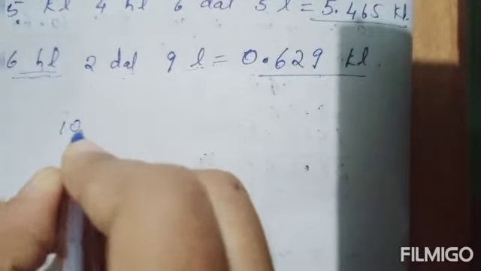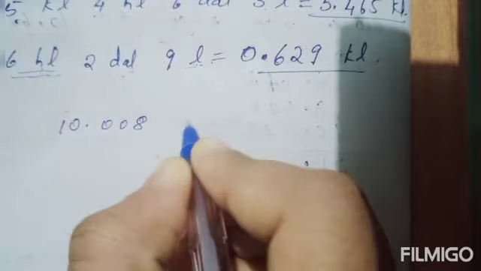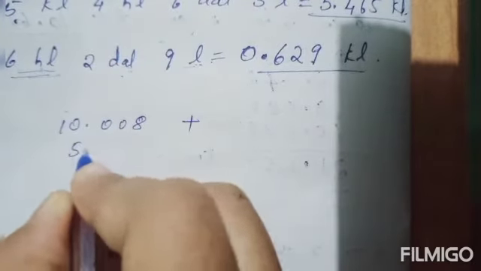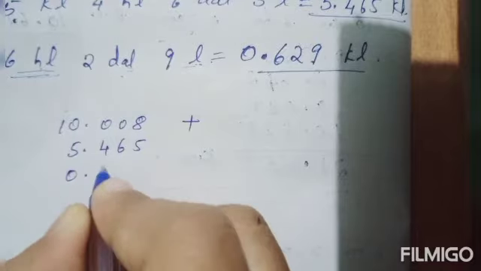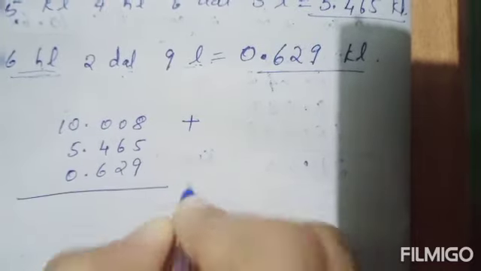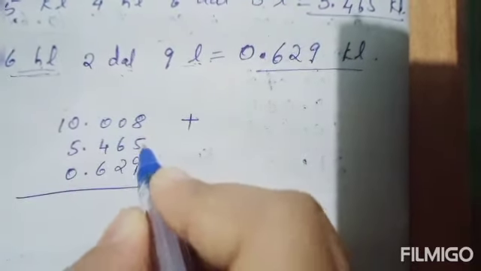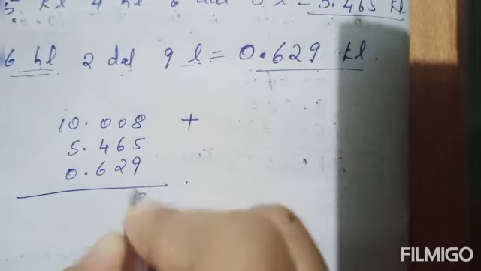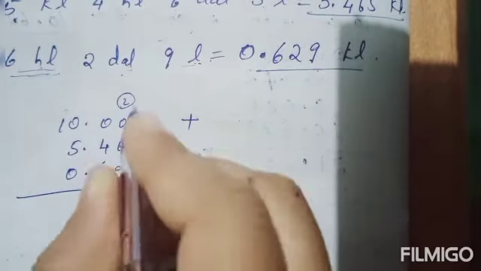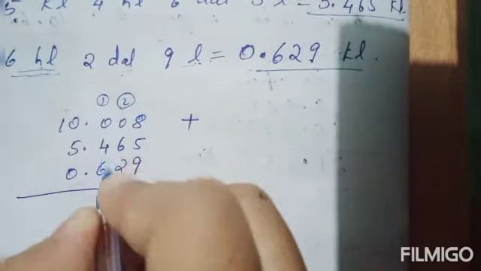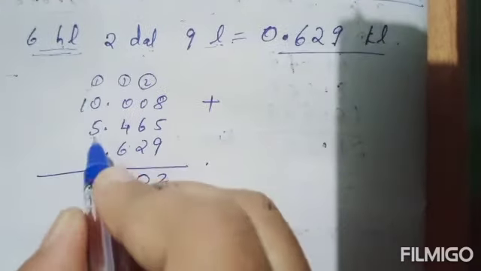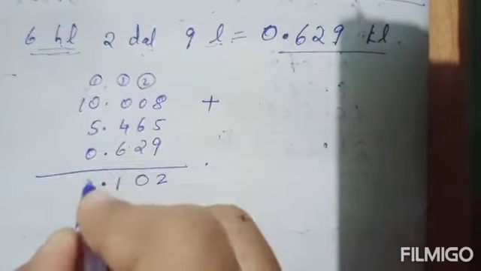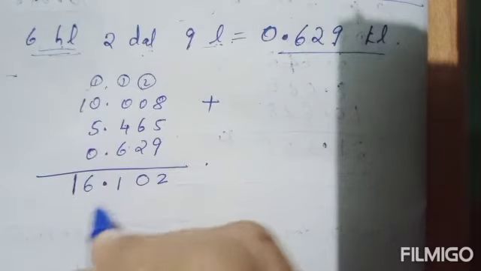Okay. Now you can add these three decimal notations. So what you will get: 10.008 plus 5.465 plus 0.629. Okay. Now 9 plus 5, 14, plus 8, it is 22. 6 plus 2, 8, plus 2, 10. 6 plus 4, 10, plus 1, 11. Here the decimal point. Now 5 plus 1, 6. Then 1.